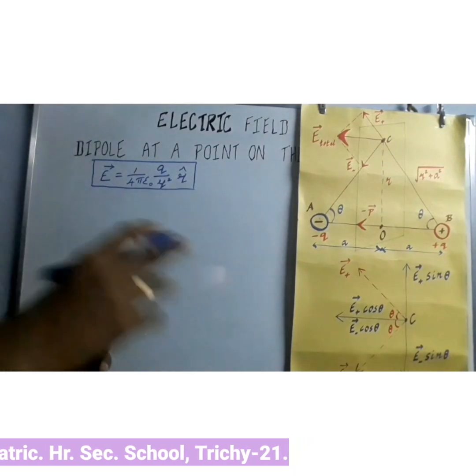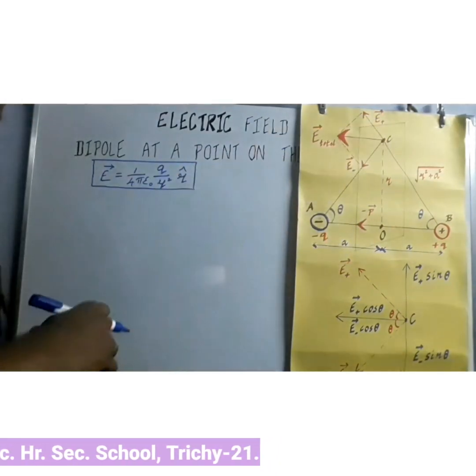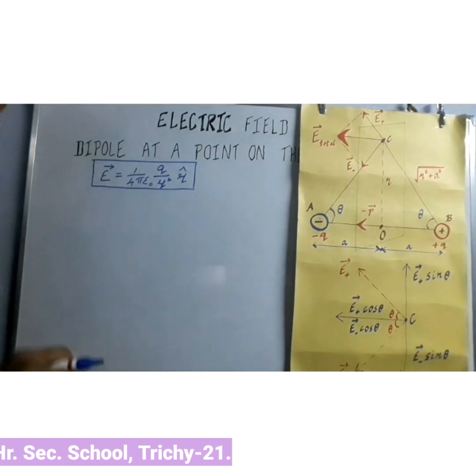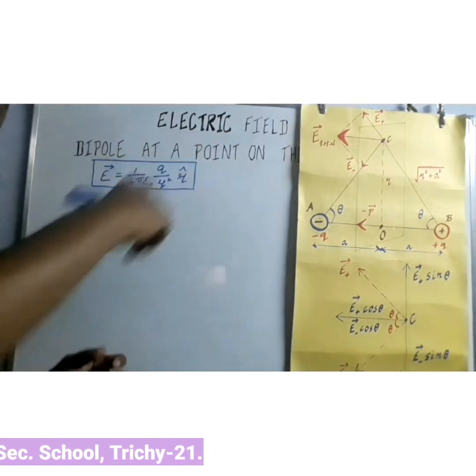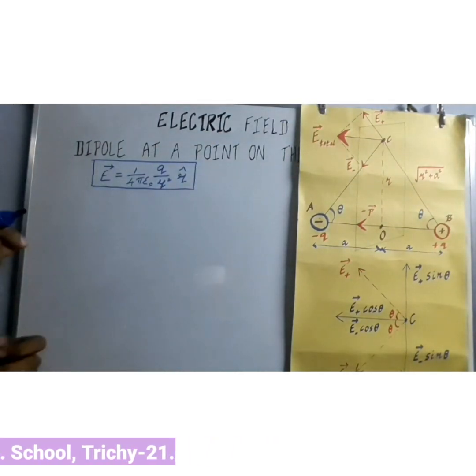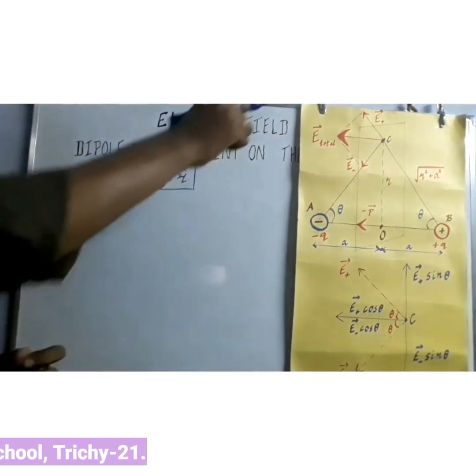Since we have found the distance between the point charges and the point C, we can easily obtain the expression for the electric field produced by the charges at point C. First we are going to find the electric field due to the positive charge at point C.